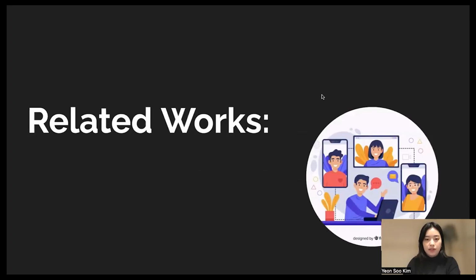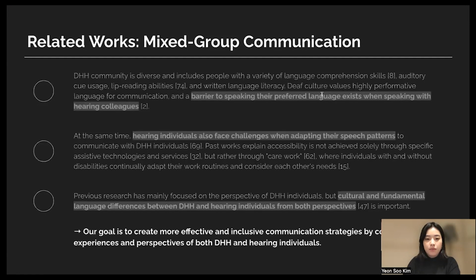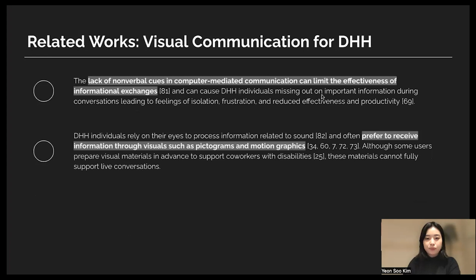Next is related works. Previous research has mainly focused on the perspective of DHH individuals, and we believe cultural and fundamental language differences between DHH and hearing individuals from both perspectives is important. Therefore, our goal is to create more effective and inclusive communication strategies by considering the experiences and perspectives of both DHH and hearing individuals.